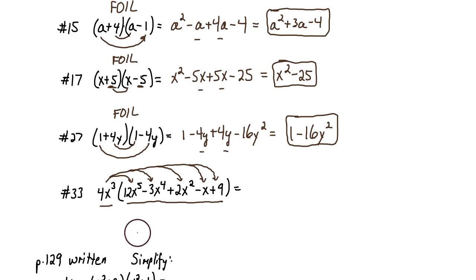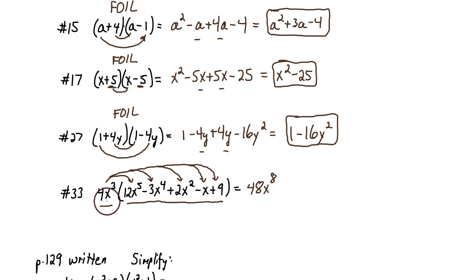Let's talk our way through this one. 4x cubed times 12x to the 5th makes 48x to the 8th power. I multiplied the coefficients, 4 times 12, that got 48. And when I multiplied the variables, I used the rule about adding the exponents. 3 plus 5 makes an exponent of 8.